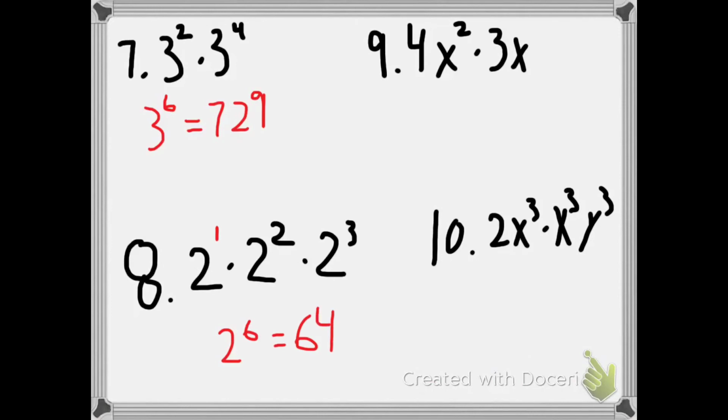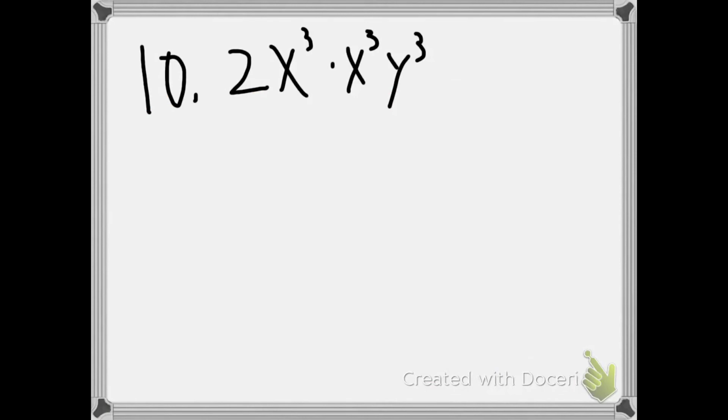For number 9, the bases are different, so you have to multiply them. So you get 12 for the bases, and then when you add the exponents, you get x to the 3rd power. For number 10, since this side right here doesn't have a base, you just assume there's a 1. So 2 times 1 is 2. And then there's 6 x's in all. And then there's 3 y's. And remember, the order doesn't matter.